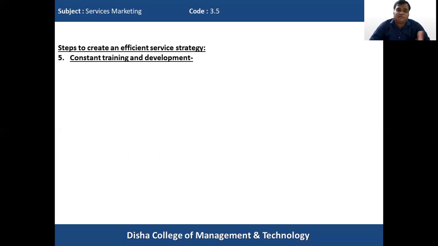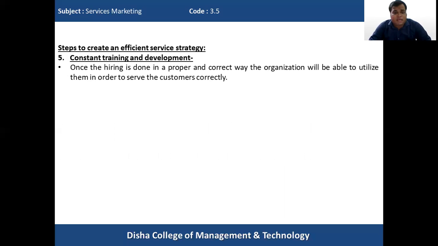Then comes the fifth point, constant training and development. Constant training and development is required because things are changing, and the employees who are the face of the organization should be properly trained to provide services to the customers. Once the hiring is done in a proper and correct way, the organization will be able to utilize them to serve the customers correctly.